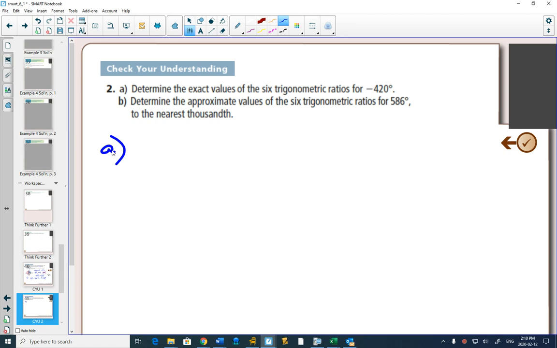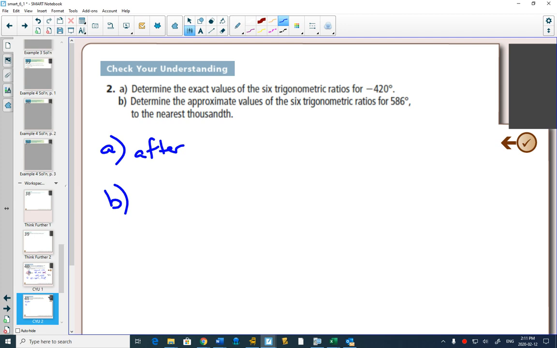Oh, actually, we're going to skip 2A. We're going to do 2A after. We're just going to do 2B right now, because we're going to re-memorize those values, and then 2A is going to be easier. So we're just going to do 2B.